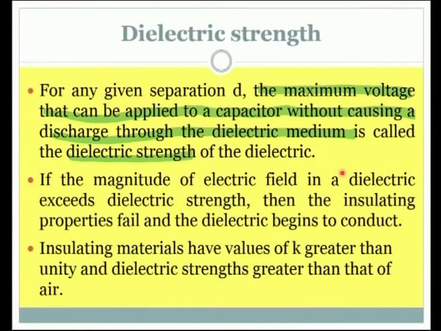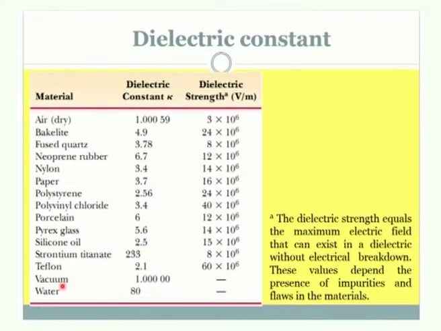Let us see what we have further. If the magnitude of the electric field in a dielectric exceeds the dielectric strength, then the insulating properties fail and the dielectric begins to conduct. The insulating materials have values of K greater than unity and dielectric strengths greater than that of air. We will look at the numerical values to understand the meaning of dielectric constant and dielectric strength. We will go ahead with the numerical data.